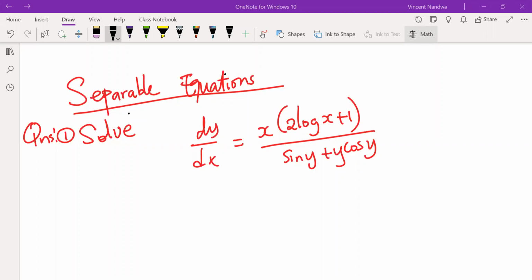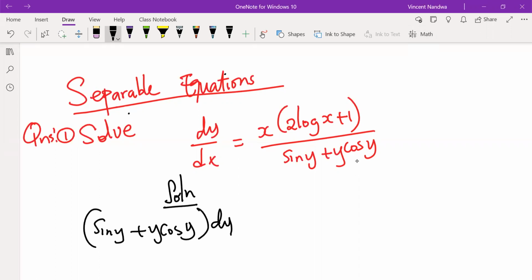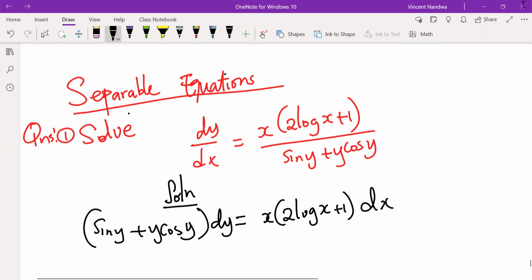Divide x, given by x to log x plus 1 over sine y, y cos y. So the first step is to cross multiply so that we have sine y plus y cos y dy equals x into 2 log x plus 1 dx. Now that one step converts the equation into separable form.